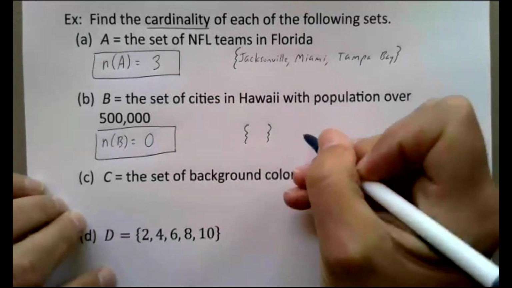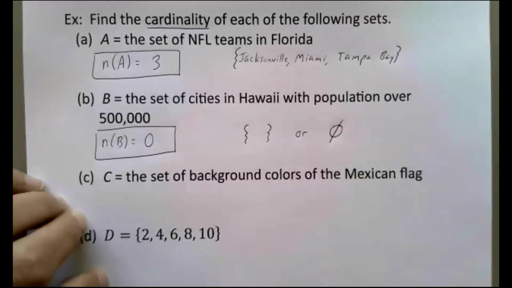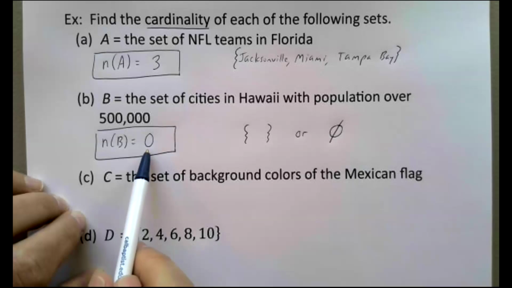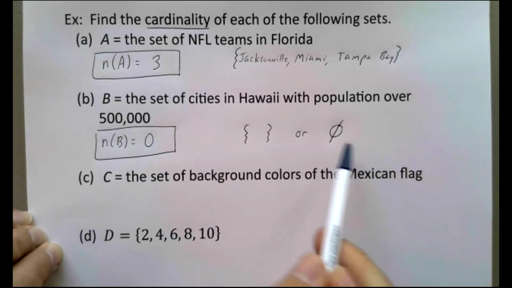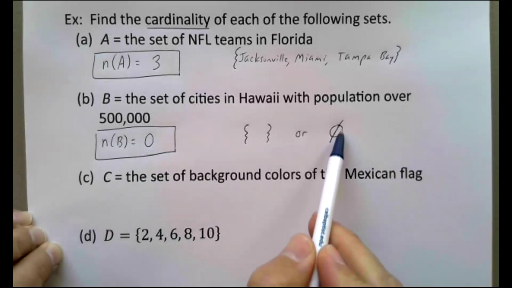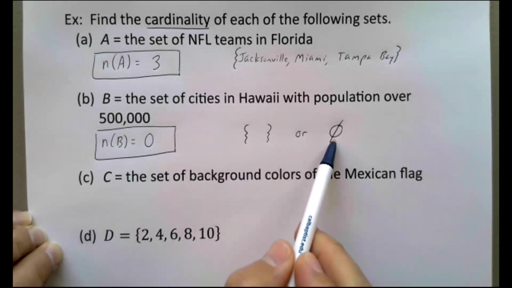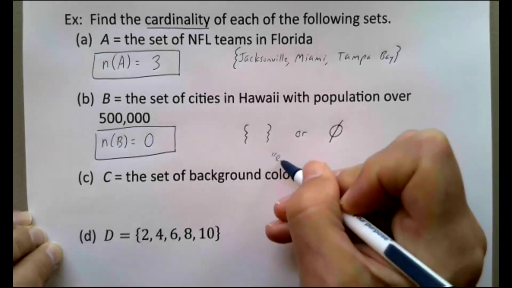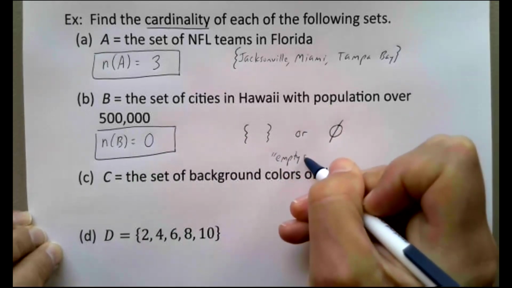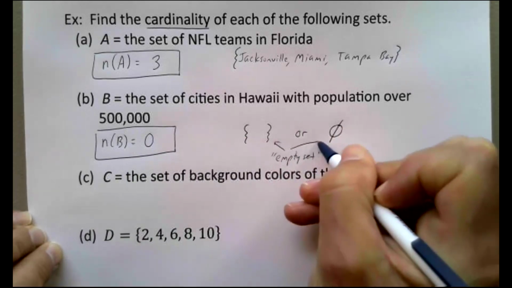You can write the empty set in 2 different ways. You can write it like that, or you can write it like that. That is not the number 0. The number 0 describes how many things are inside the empty set. That is not the number 0. It looks like a 0 with a slash through it, but that is not the same as the number 0. That is not a number at all. That's a different way to describe the empty set. Those 2 things mean the same thing. Those are just 2 different types of notation that mean the same thing.